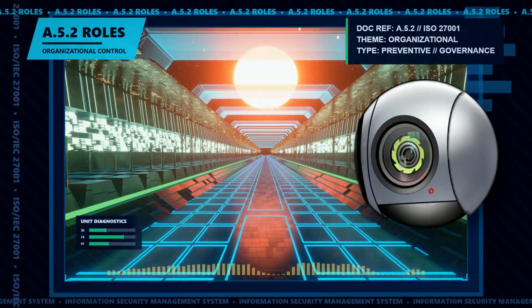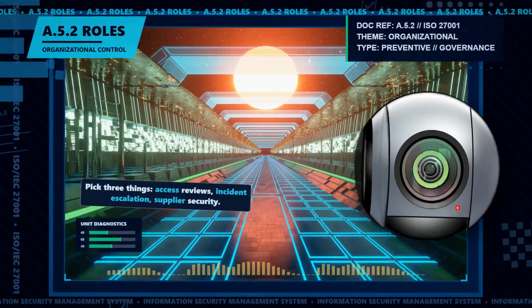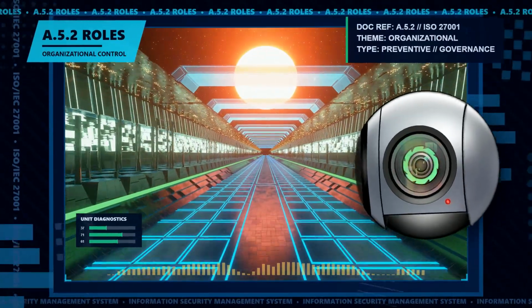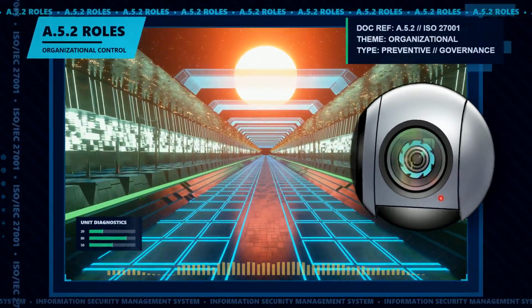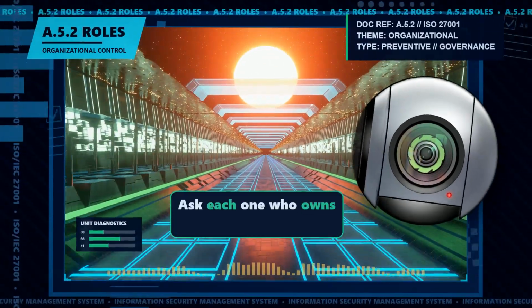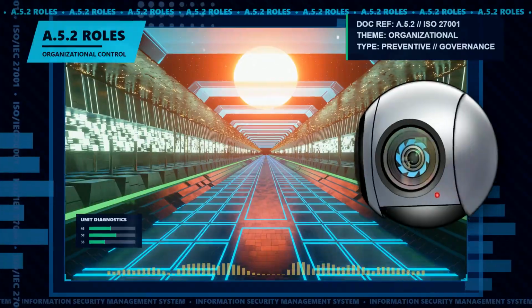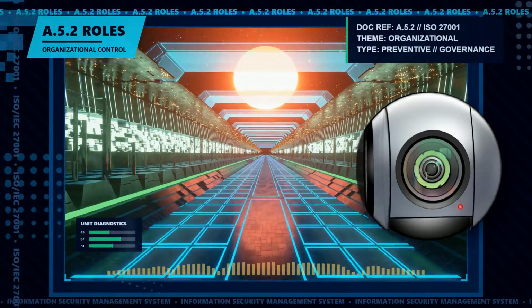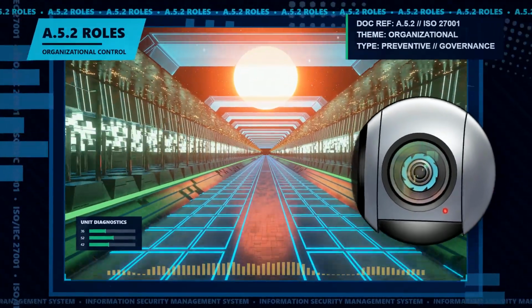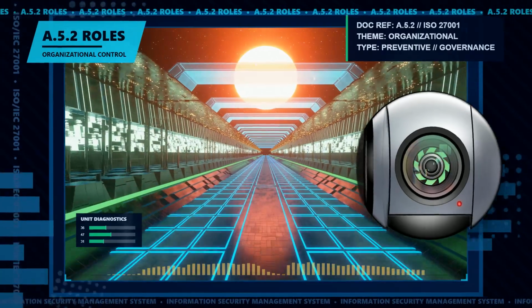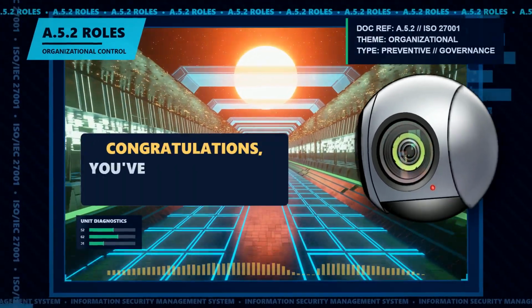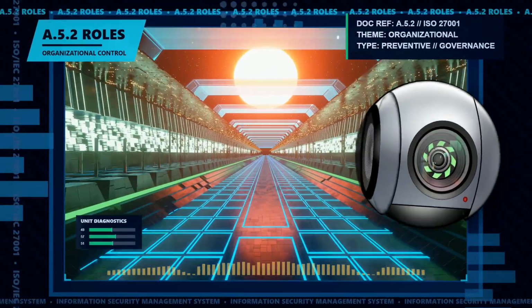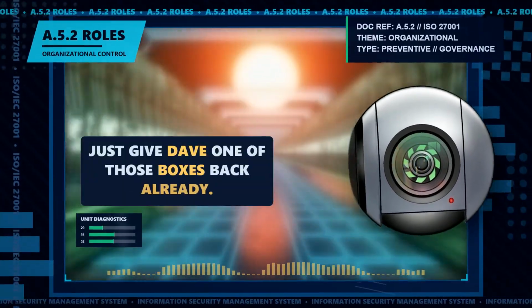Suppose you dare, and it takes 10 minutes. Pick 3 things: access reviews, incident escalation, supplier security. Message 3 different people on your team separately, right now, and ask each one, who owns this? Don't prompt them, don't explain. If you get 3 matching answers, brilliant, write it down, put a date on it, and you've basically evidenced this control. If you get 3 different answers, or 2 shrugs and 1 very confident wrong answer, then congratulations. You've just found the gap before an auditor did, and frankly, before an attacker did. Go and ask, and for the love of God, give Dave one of those boxes back.